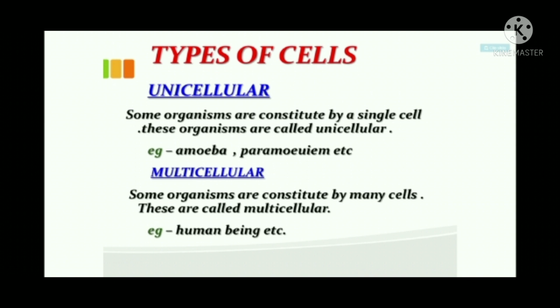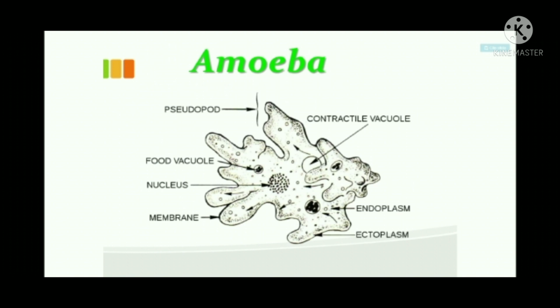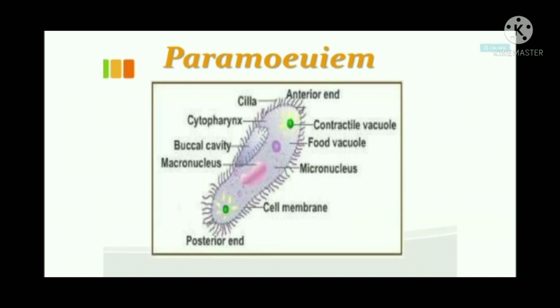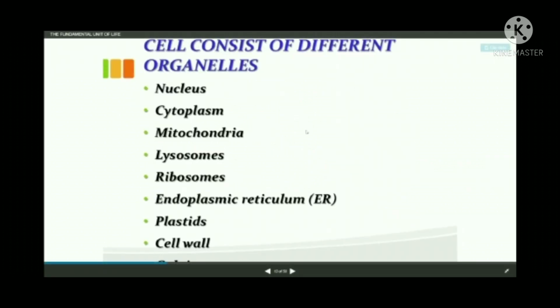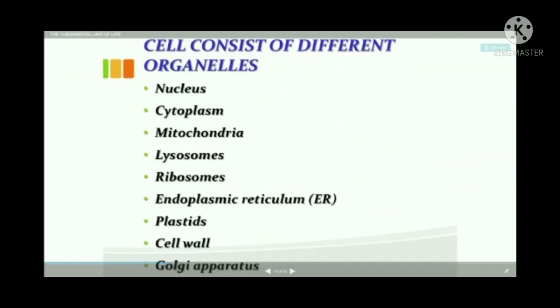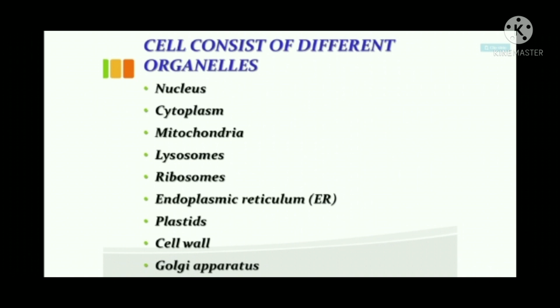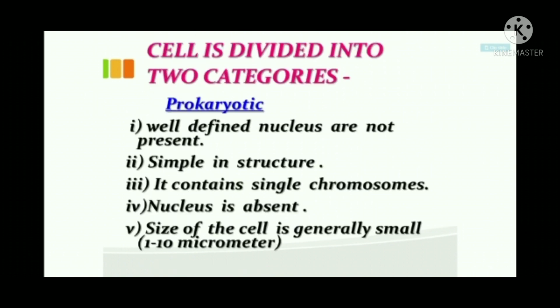You can see the amoeba. It is an example of unicellular. Paramecium. Cell consists of different organelles. It contains nucleus, cytoplasm, mitochondria, lysosomes, ribosomes, endoplasmic reticulum, plastids, cell wall, and Golgi apparatus. Cell is divided into two categories: prokaryotic and eukaryotic.